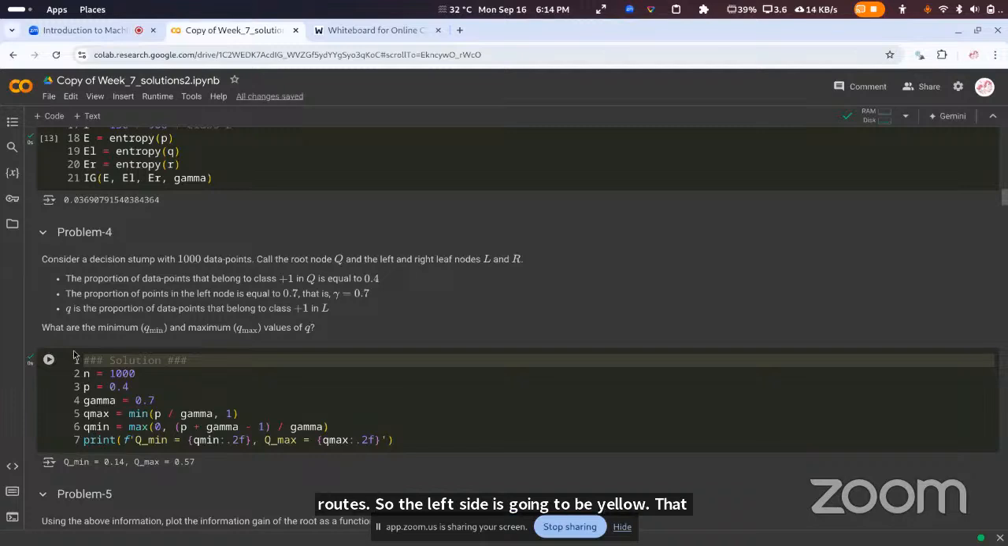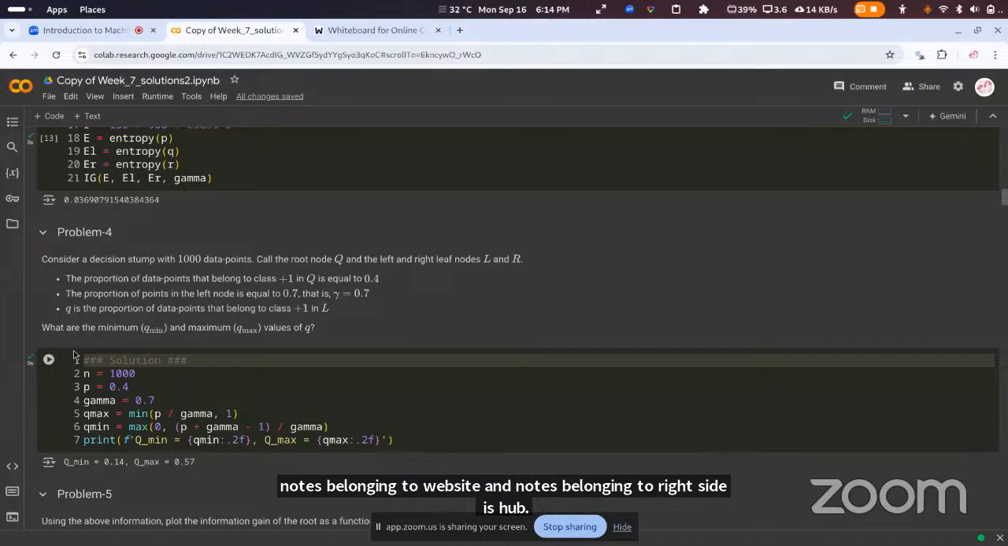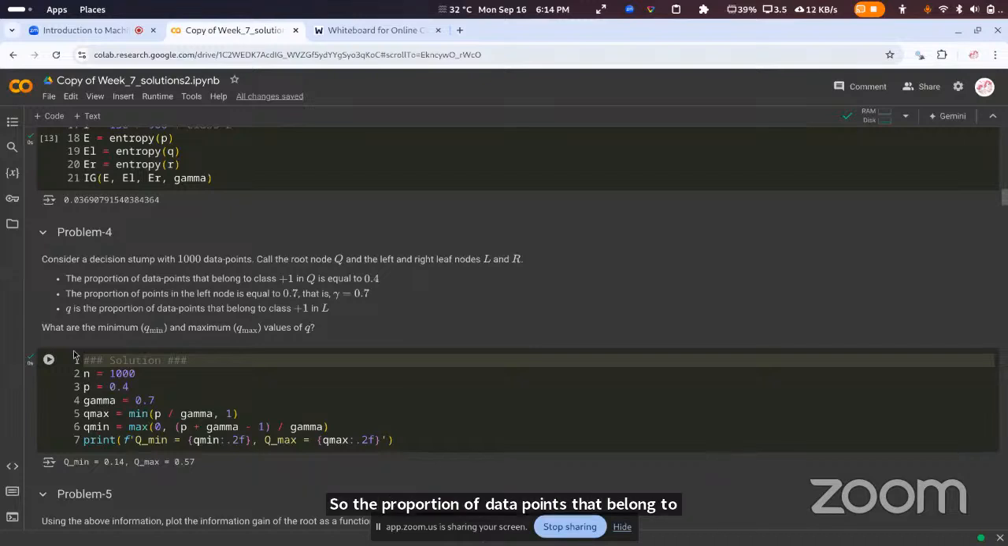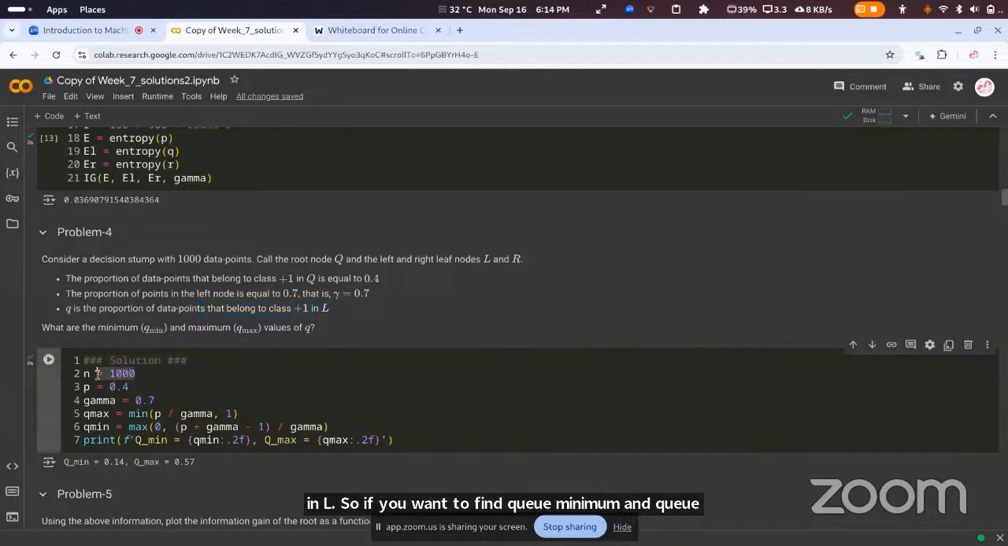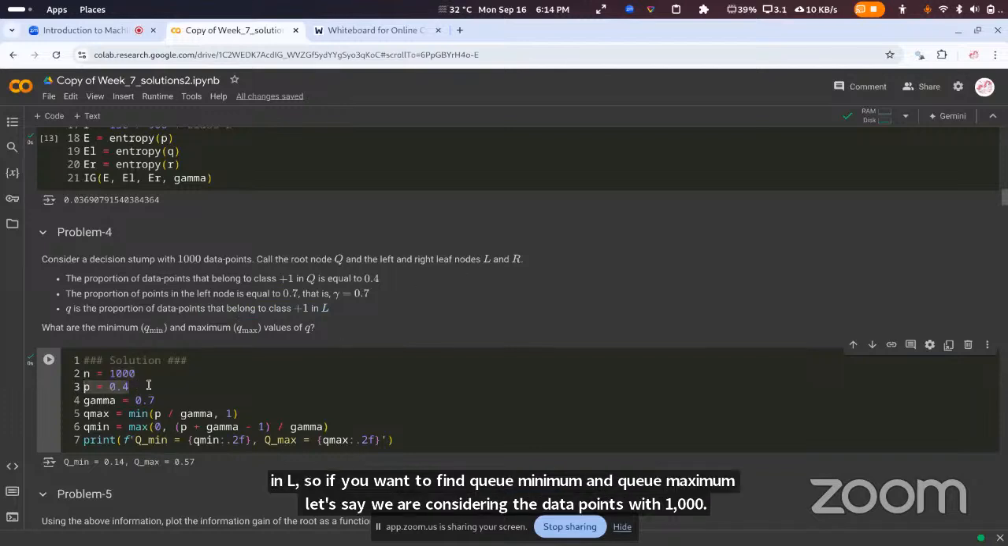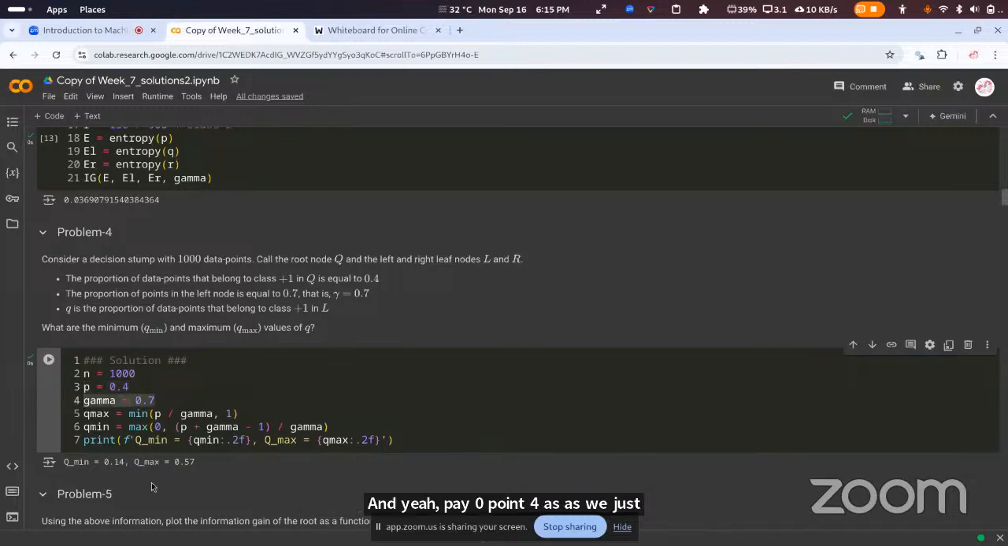The proportion of data points that belong to class plus 1 in Q is equal to 0.4, and the proportion of points belonging to the left node is equal to 0.7. Here the gamma is 0.7. And Q is going to be the proportion of data points that belong to class plus 1 in L. If you want to find Q minimum and Q maximum, let's say we are considering 1000 data points, and here P is 0.4 as already mentioned, and the gamma value is 0.7.